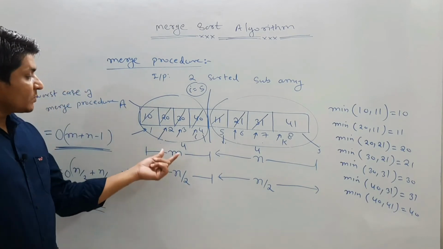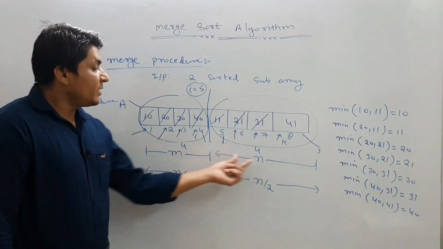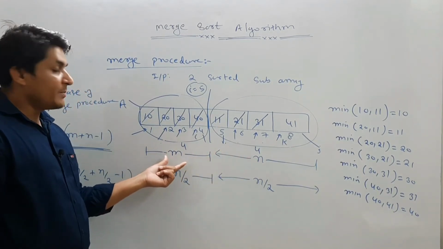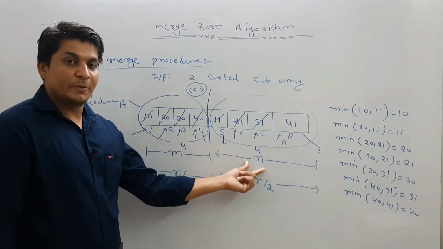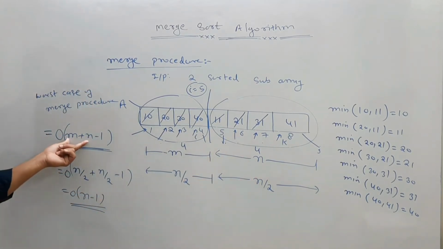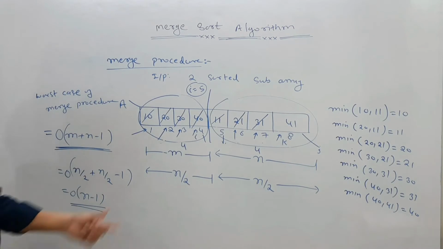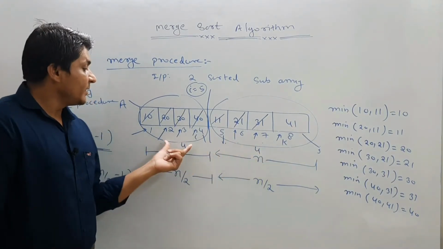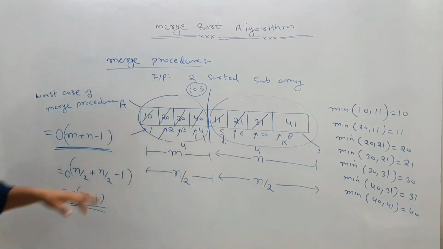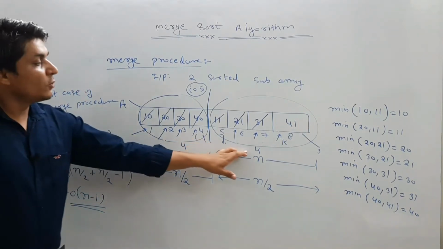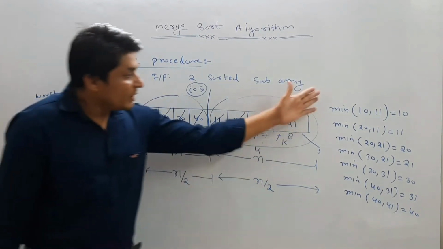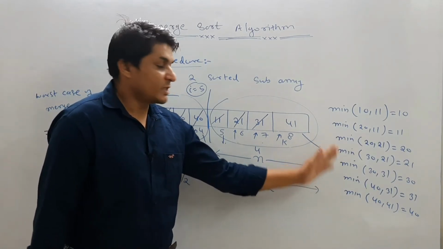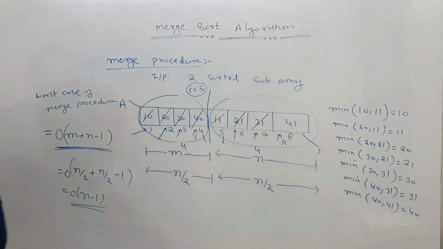If the first array contains m elements and the second array contains n elements, we will require m plus n minus 1 comparisons. If one array contains 4 elements and the second array also contains 4 elements, we need only 4 plus 4 minus 1, which is 7. We have already seen 7 comparisons in the worst case. So this is the worst case of the merge procedure.